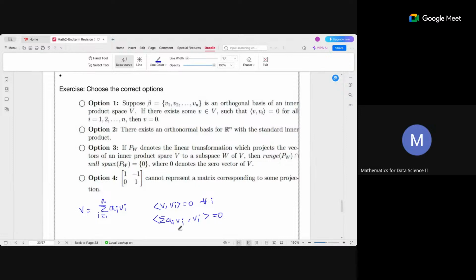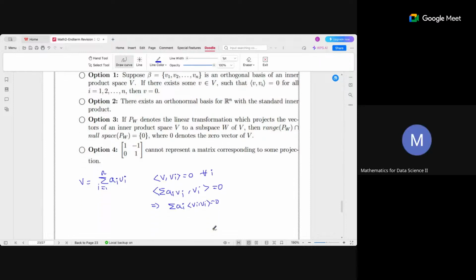Sum of b_i a_i v_i is 0. Now what do you know about v_i? It is a norm v_i, and the norm of v_i cannot be 0. So what does that mean? This means that the sum of a_i is 0. If a_i is 0 for all i, this means that v is 0. All right? Yes, ma'am.